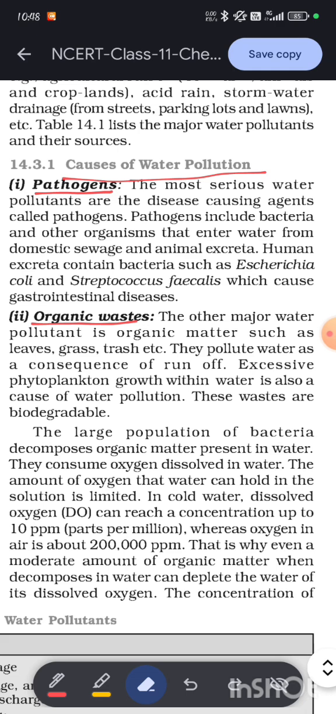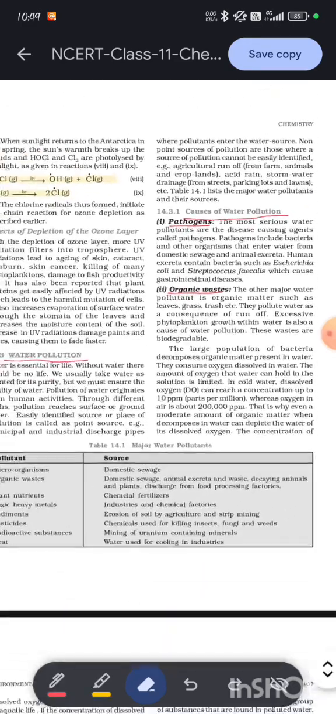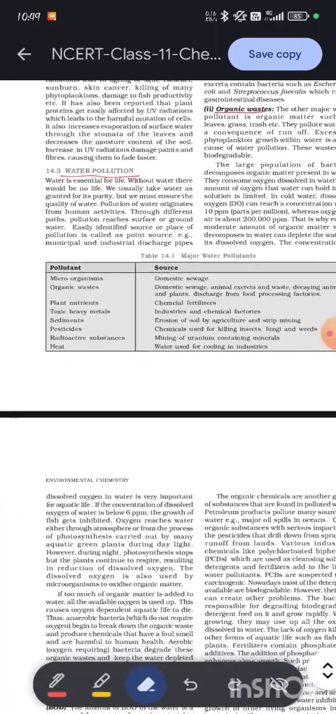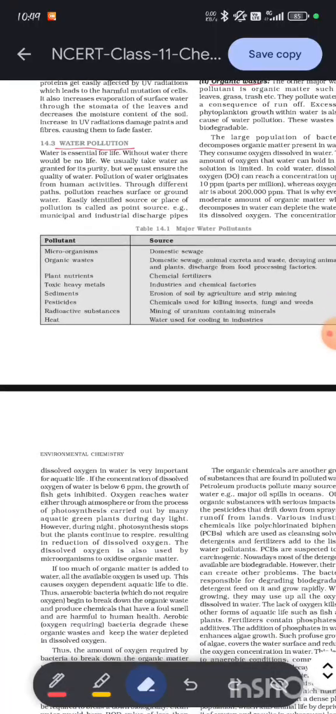The amount of oxygen that water can hold in solution is limited. In cold water, dissolved oxygen (DO) can reach a concentration of up to 10 ppm, whereas oxygen in air is about 200,000 ppm. That is why even a moderate amount of organic matter, when decomposed in water, can deplete the water of its dissolved oxygen. The concentration of dissolved oxygen in water is very important for aquatic life.